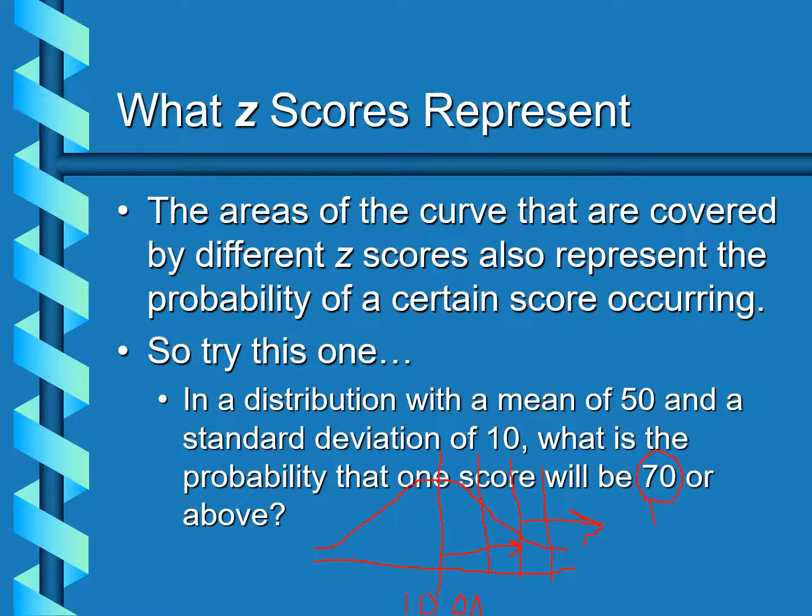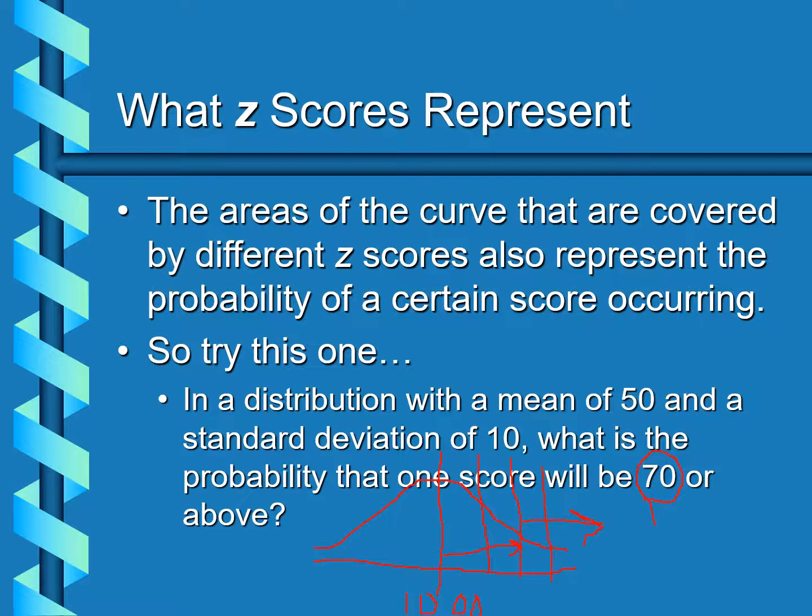Since our standard deviation is 10, how many standard deviations above 50 is 70? Well, you have to multiply: 70 minus 50 is 20, divided by 10 is 2. So that's 2 standard deviations above the mean. So what's the probability that one score will be 70 or above?